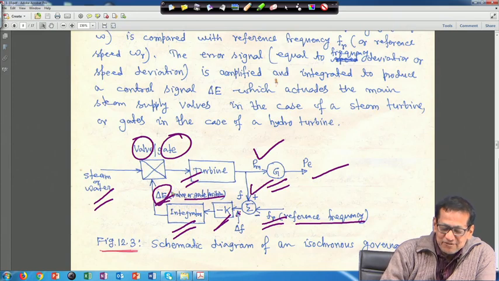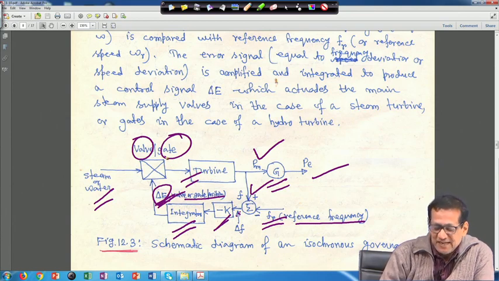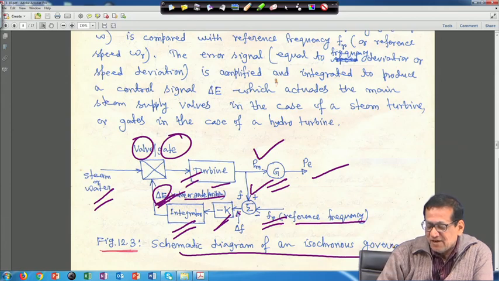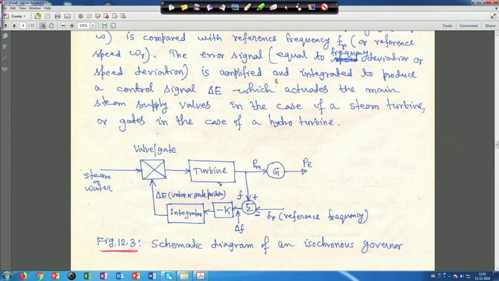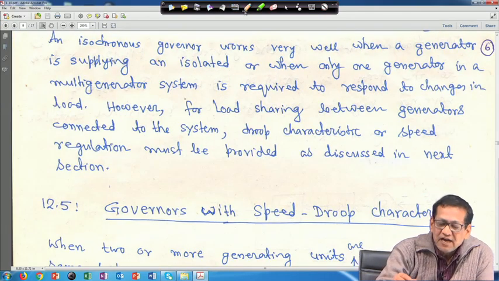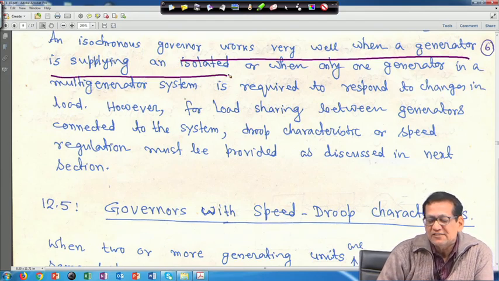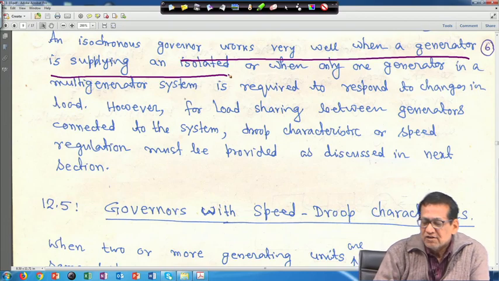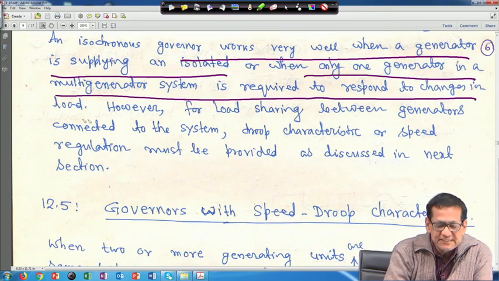According to whatever output signal it gets, the valve or gate opening and closing will be decided by this signal, and then this is the turbine. This is the schematic diagram of an isochronous governor, which is called a constant speed governor. An isochronous governor works very well when a generator is supplying an isolated load, or when only one generator in a multi-generator system is required to respond to changes in load, right.